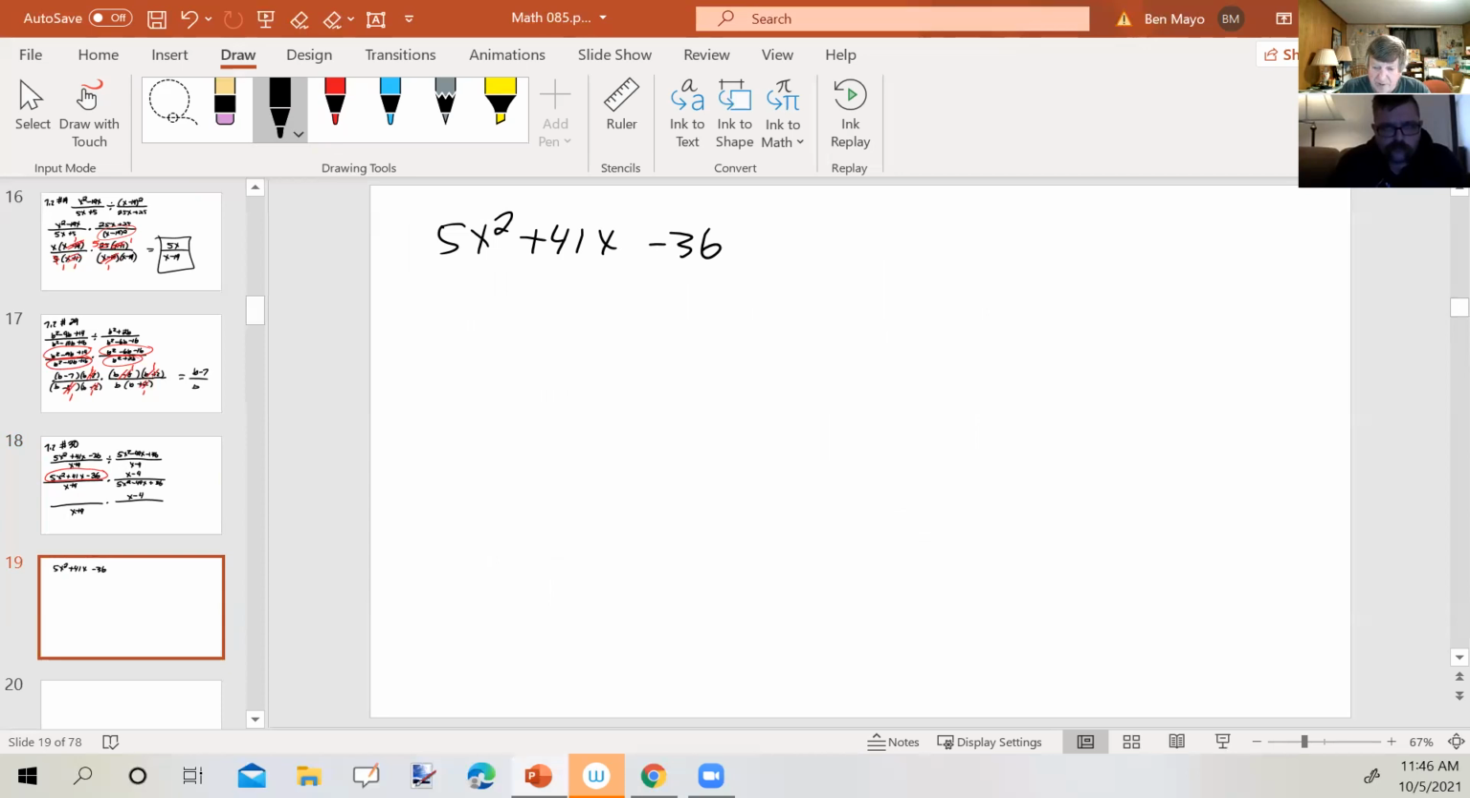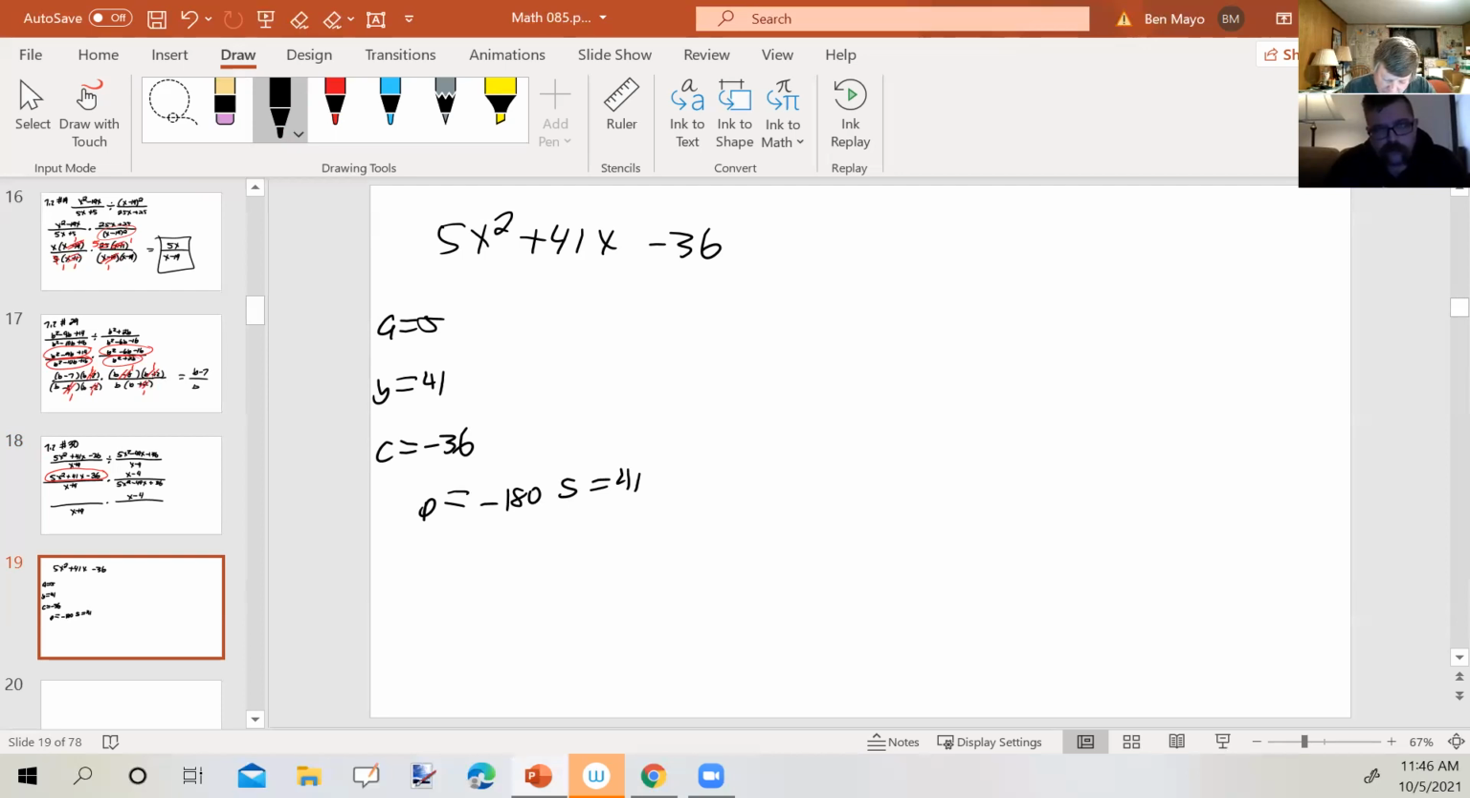Let's see, there's no greatest common factor. It's not a perfect square. It doesn't have a leading coefficient of 1. So I'm going to use grouping. A is 5, B is 41, C is negative 36. The sum is 41. Negative 36 times 5 would be what? Negative 180, is that right? Negative 36 times 5 is negative 180.